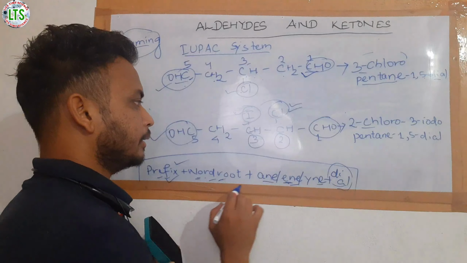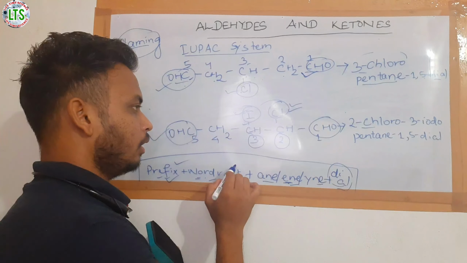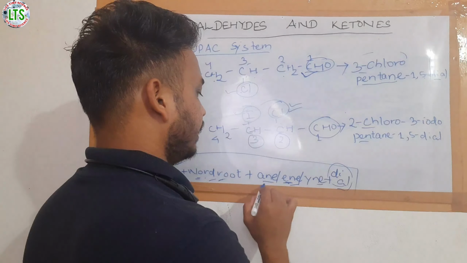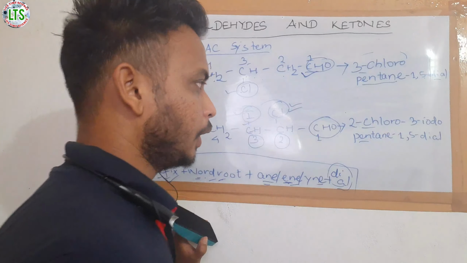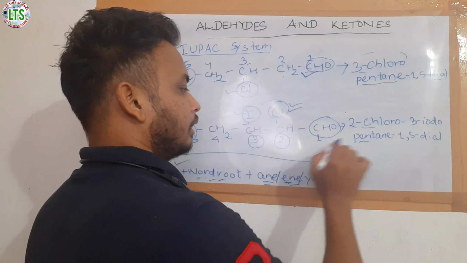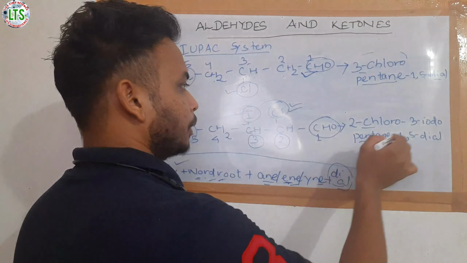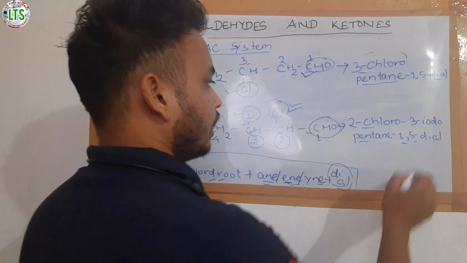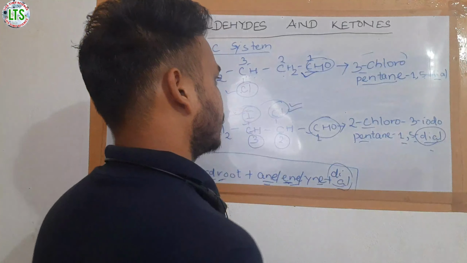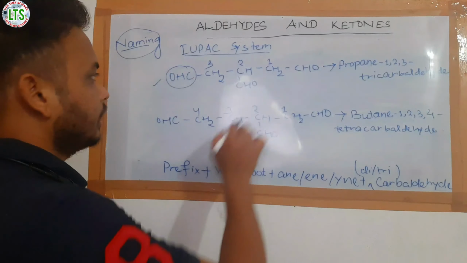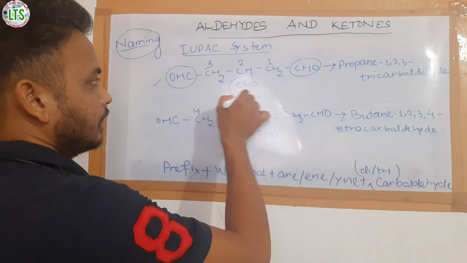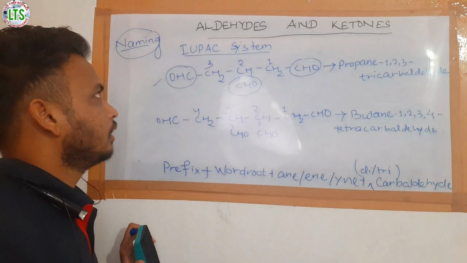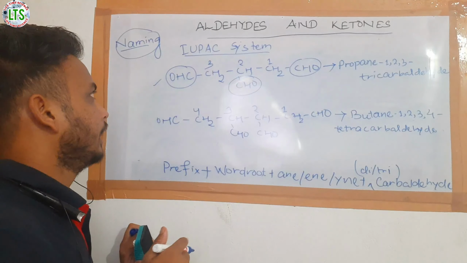Next, the word root: as there are 5 carbon atoms, you can write pent. Then an, as there are single bonds between the carbon atoms. And lastly, the position of the CHO groups, that is 1,5, and dial. This is the suffix. Next, if 3 or more than 3 CHO groups are present in the compound, how can we name that type of aldehyde compound?